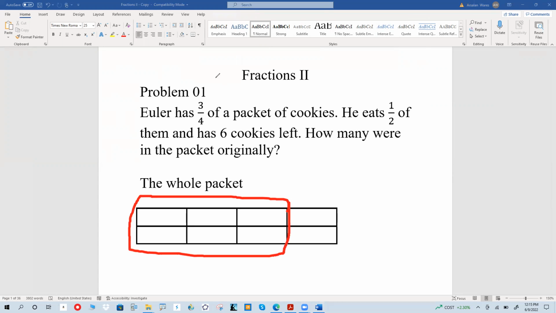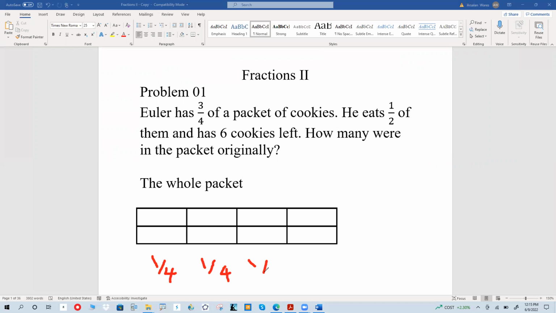Okay, so I'm going to just go ahead and shade it. How do I know this is 3/4? This is 1/4. This is 1/4. This is 1/4. This is 1/4. So 3/4 is going to be this.